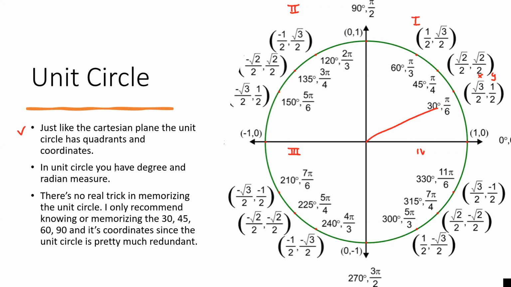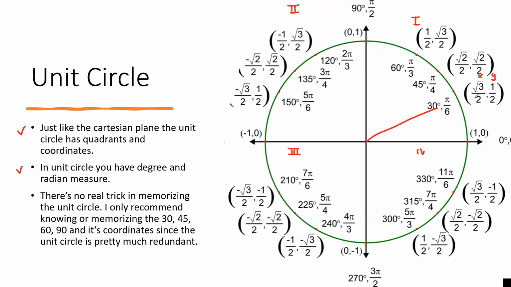So yeah, you have coordinates. You also have degrees and radians. In the previous video, we did talk about how to convert degrees to radians or radians to degrees. So for example, 30 degrees is the same thing as pi over 6. Okay. There's no real trick in memorizing the unit circle. Yeah, sadly, I don't know any other trick. I only recommend knowing or memorizing the 30, 45, 60, 90 and its coordinates since the unit circle is pretty much redundant. So yeah, I would focus on quadrant 1, the 30, 45, 60, 90, and look at the coordinates.